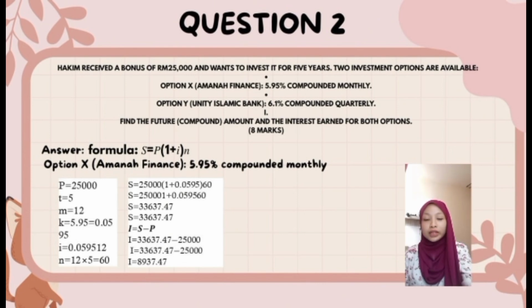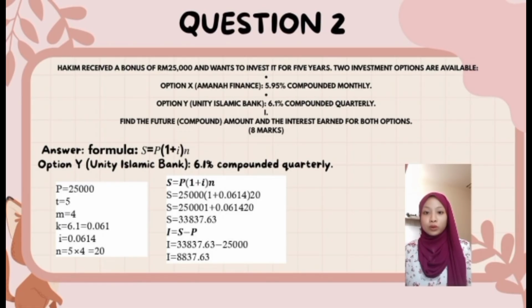Interest earned I equal to 33,637 ringgit and 47 cents minus 25,000 equal to 8,637 ringgit and 47 cents. Option Y, 6.1% compounded quarterly, i equal to 0.061 per 4. Number of periods n equal to 4 multiplied by 5 equal to 20.